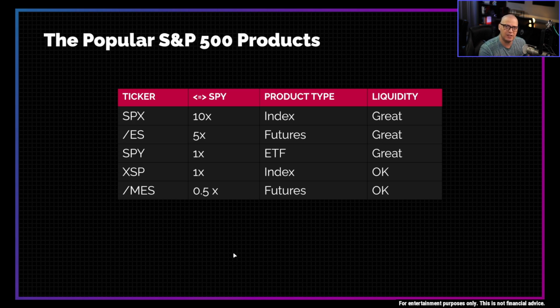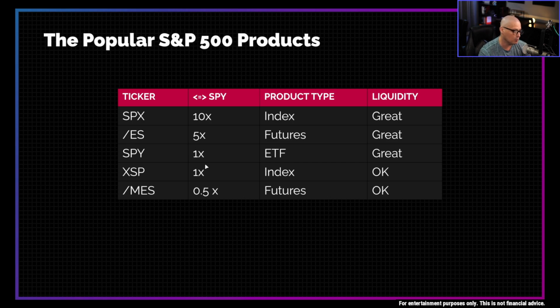And I'm comparing everything to SPY because I think we've all traded SPY at one time or another. Many of us hold shares of SPY as part of a long-term investment plan. Many of us accumulate shares of SPY. We know what kind of product SPY is. So let's compare everything to SPY. Let's start with SPX, which is the S&P 500 index. It is 10 times the size of SPY. So SPX really is a big boy product.